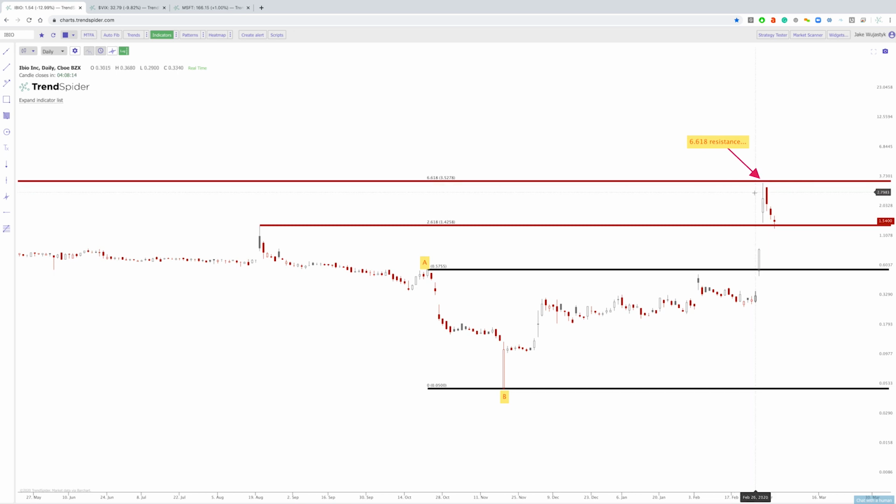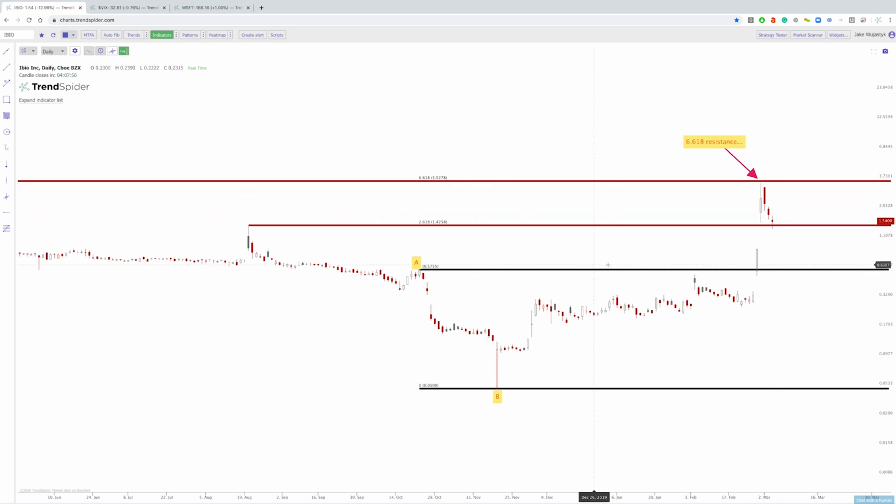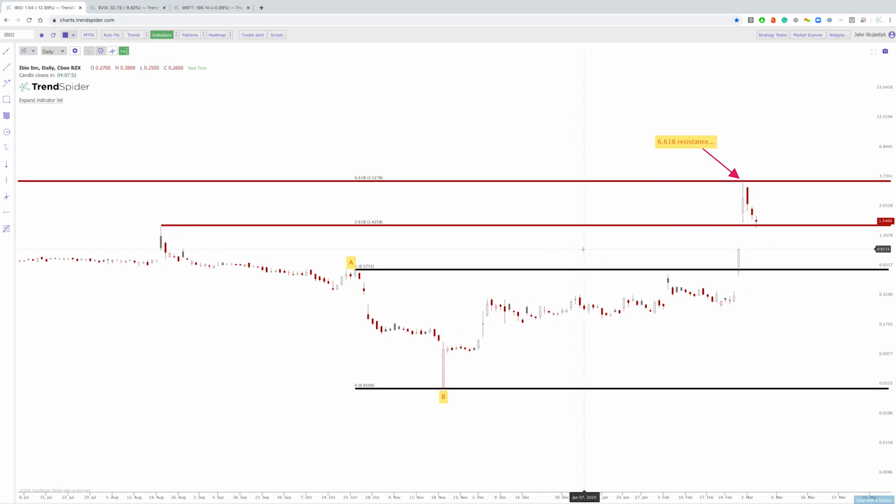What's really fascinating about this is notice where we pull back. We pull back to the 2.618 area, which is also this previous area of resistance, which is now acting as support. Notice how the price just gapped right over it and now is pulling right back to this area and catching a bid. These areas are not exact. You can easily have some margin of error around these, just like any other trend line.